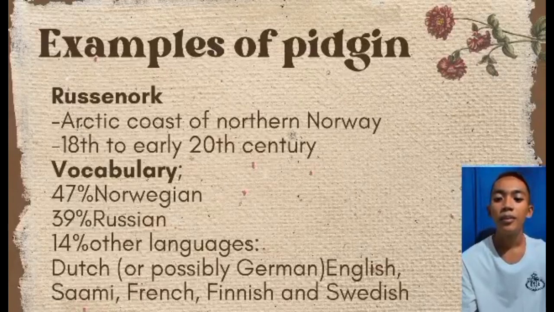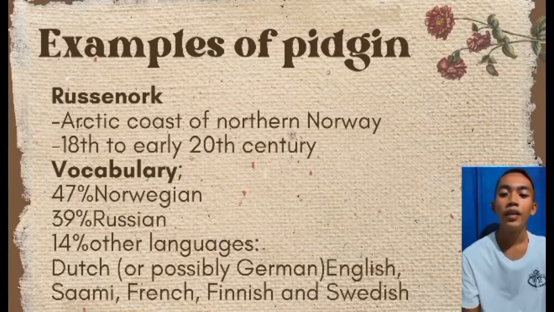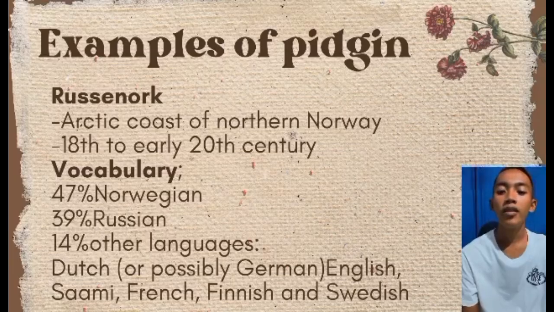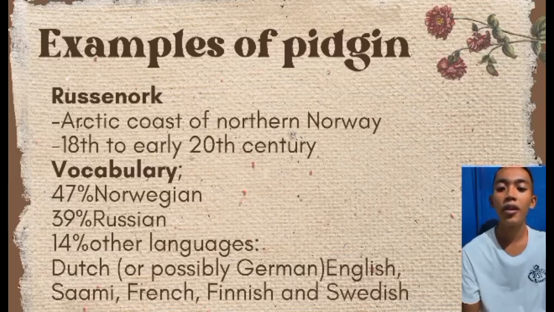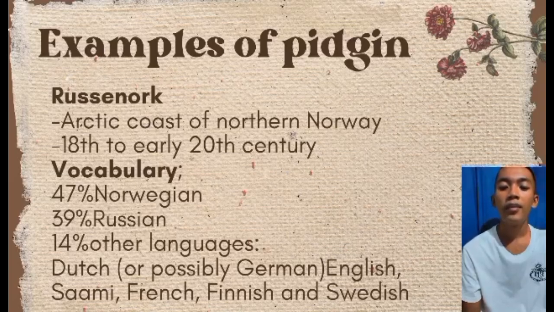An example of pidgin is Russenorsk, used on the Arctic coast of northern Norway from the 18th century to the 20th century. Its vocabulary is 47% Norwegian, 39% Russian, and 14% other languages, possibly Dutch, German, English, Sami, French, Finnish, and Swedish.